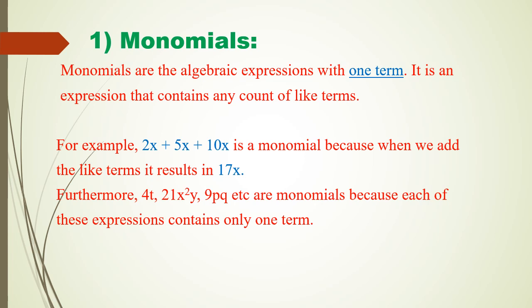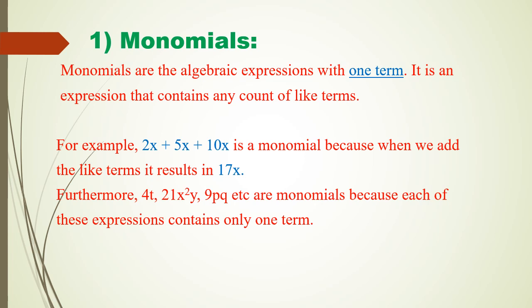We can see detail in monomials. Monomials are the algebraic expressions with only one term. It is an expression that contains any count of like terms. For example, 2x plus 5x plus 10x. As soon as you can see this example, you can say it is a trinomial. It has three terms. No, it is wrong.